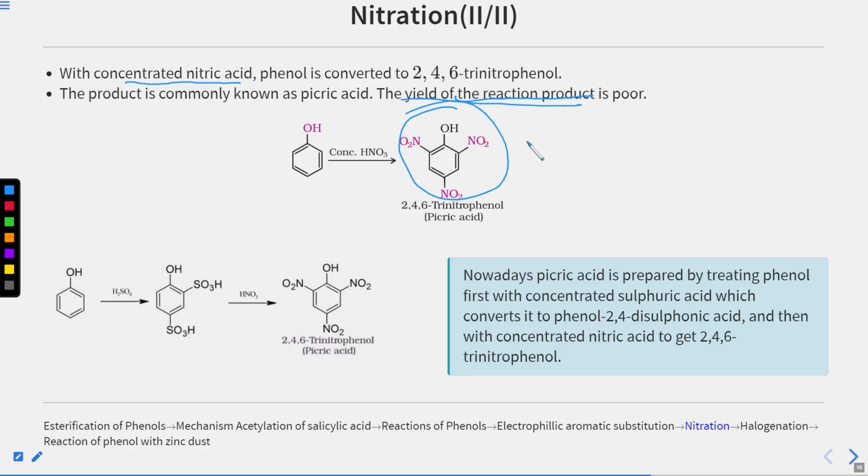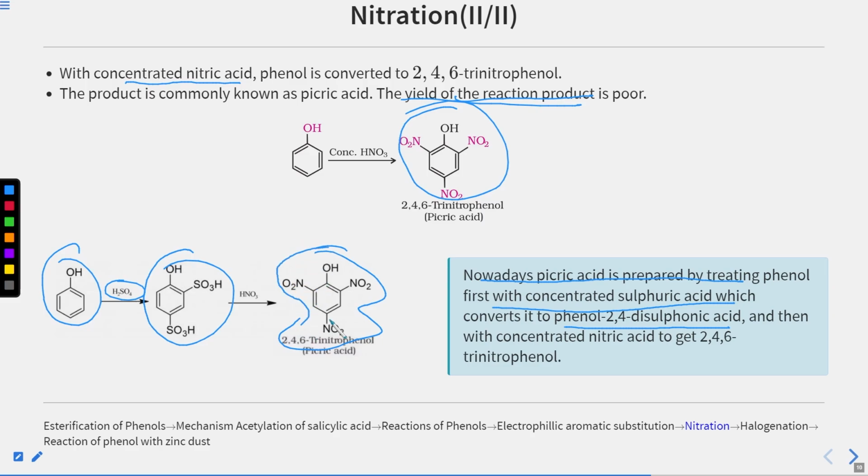So what do we do? We can conduct the reaction a different way also. Picric acid is prepared by treating phenol first with concentrated sulfuric acid, which converts it into 2,4-disulfonic acid. So first we treat it with sulfuric acid to form this 2,4-disulfonic acid, and then with concentrated nitric acid to get 2,4,6-trinitrophenol. If you conduct the reaction in this way, then it would be more beneficial, or the yield will be higher. Clear? So there are two methods to prepare picric acid.